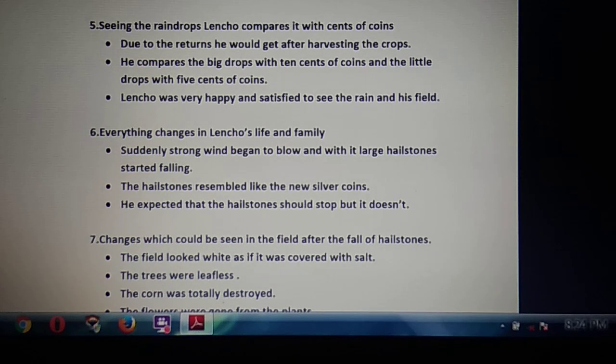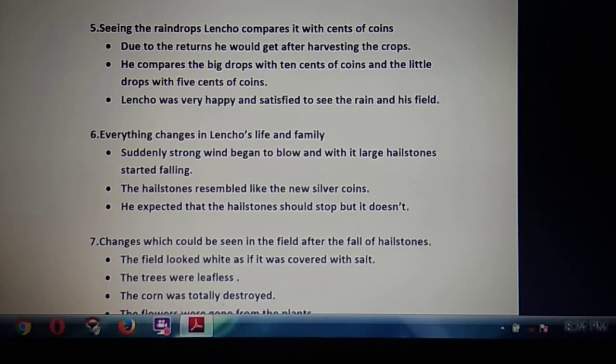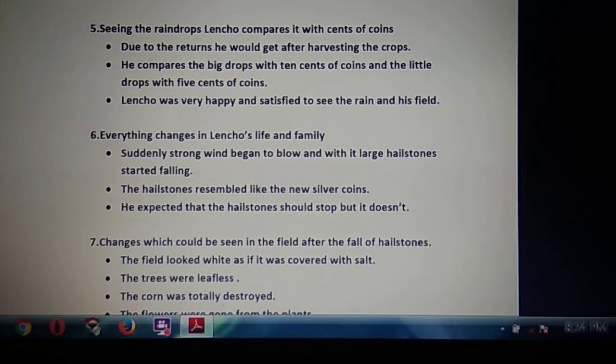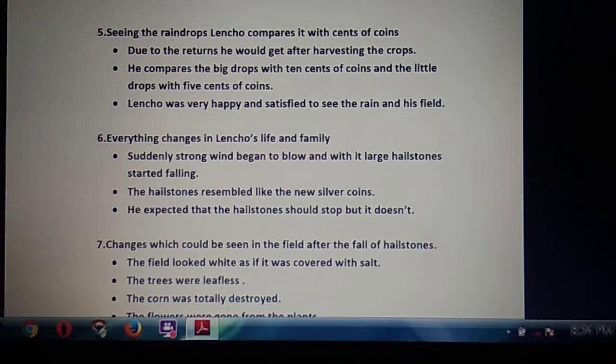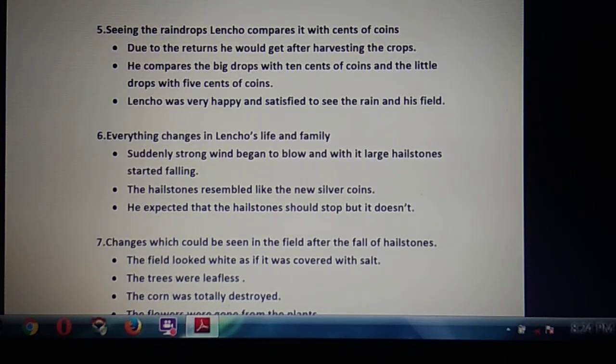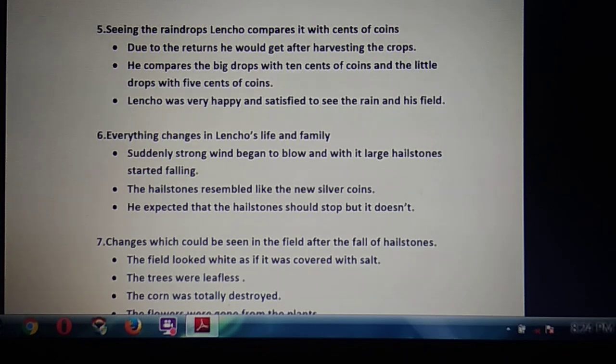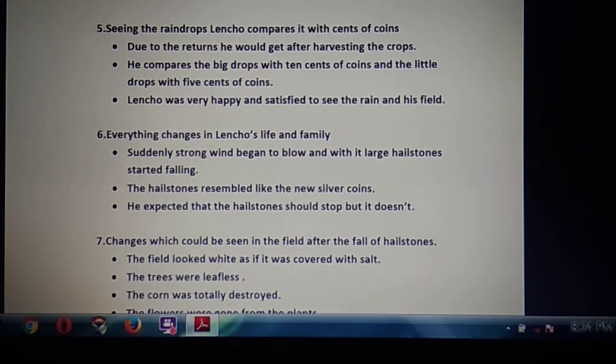Little drops, we can take it as shower. So if his field will have a shower, that is little drops of rain, then he will have a little less income. So for that he is comparing the little drops with 10 cents coins. Lencho was very happy and satisfied to see the rain in his field.